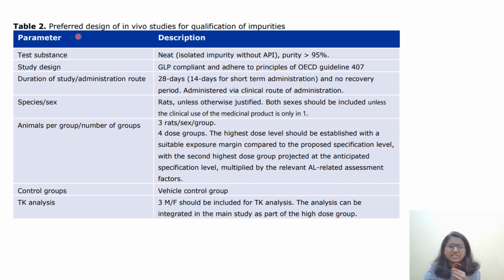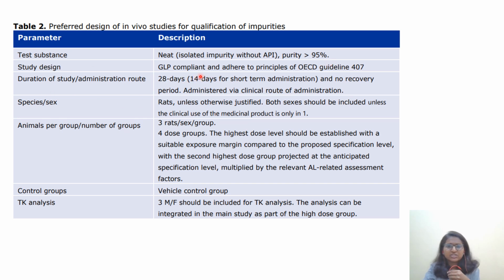This is the preferred design of in vivo studies for qualification of impurities. For example, the test substance should be neat. It should be an isolated impurity without API, and the purity should be greater than 95%. If you want to conduct a toxicology study on this impurity, the purity of that impurity should be greater than 95%. Study design should be GLP compliant.